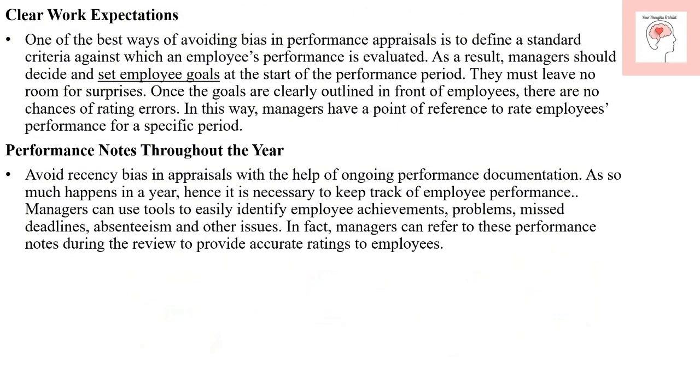Clear work expectations. Now let's understand each of those in detail. So first one is clear work expectations. One of the best ways of avoiding bias in performance appraisal is to define a standard criteria against which an employee's performance is evaluated. As a result, managers should decide and set employees' goals at the start of the performance year. They must leave no room for surprises. Once the goals are clearly outlined in front of employees, there are no chances of rating errors. In this way, managers have a point of reference to rate employees' performance for a specific period.